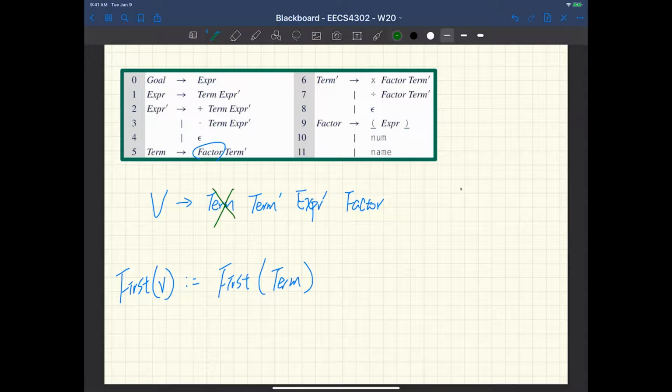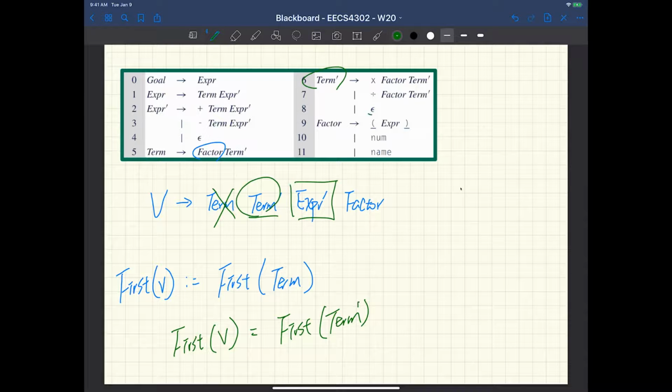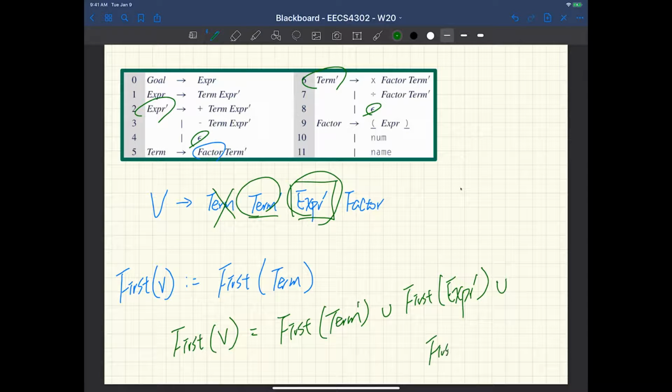Let's say I don't have that term. So now, what would be the alternative version? What would be the first of V? I definitely want to get the first of term prime, for sure. Agree? Because term prime is actually nullable, I should also include the first of expression prime, so I should go union with it. Is that it? No, sir, because expression prime over here is also nullable. I should say that's also union with the first of factor.